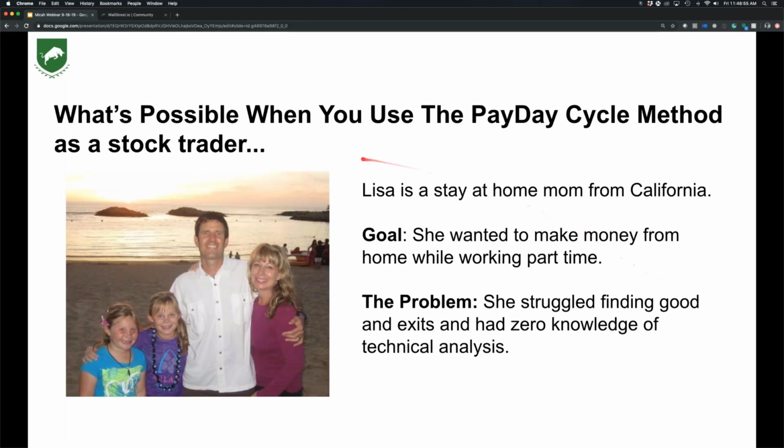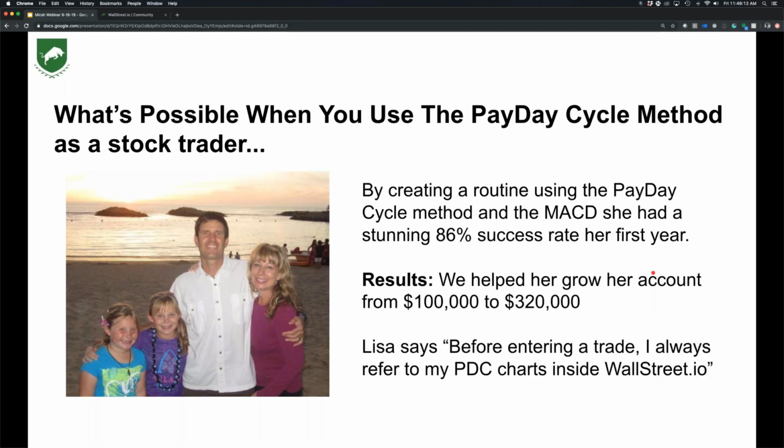So here's what's possible when you use the payday cycle method just as a stock trader. This is Lisa, a stay-at-home mom from California. Her goal was to make more money working from home part-time. Her problem was that she didn't have a lot of knowledge of technical analysis, so entries and exits were challenging. By creating a routine with the payday cycle method and the MACD, which is what she likes, she had an amazing 86% success rate her first year. In her first year, we helped her grow her account, just with stock, from 100 grand to 320 grand.